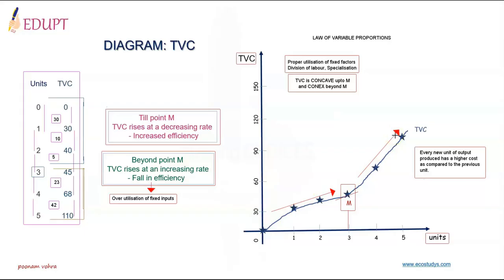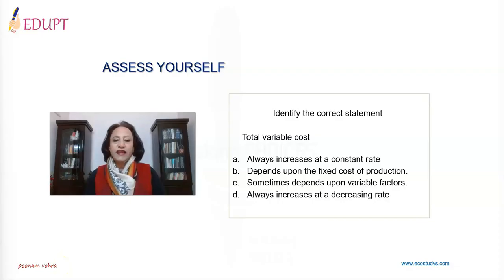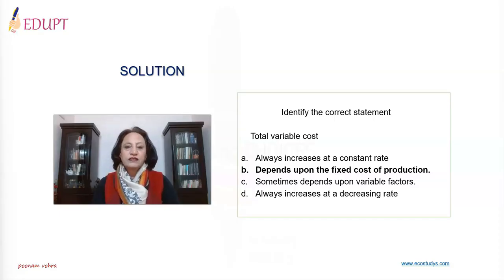Assess yourself and identify the correct option out of the 4 options given for the statement. Total variable cost: A. Always increases at a constant rate. B. Depends upon the fixed cost of production. C. Sometimes depends upon variable factors. And D. Always increases at a decreasing rate. Please check your answer. The correct answer is option B.